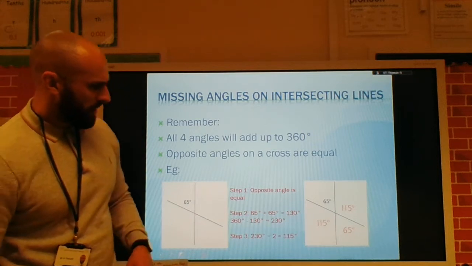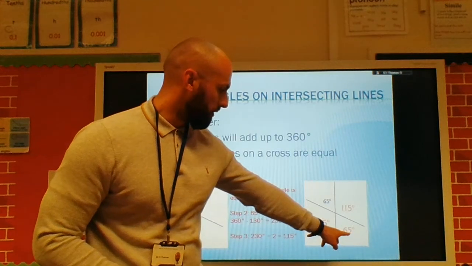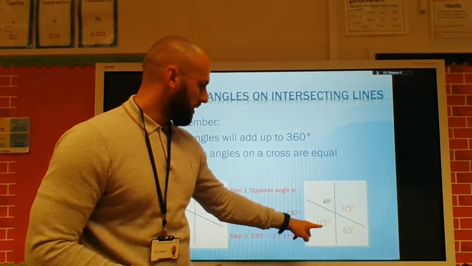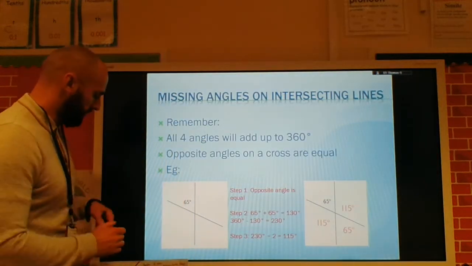Okay? And so we saw there, 65 here, well the opposite angle is 65. We managed to work out then that these other opposites here would have been the same as well, 115.